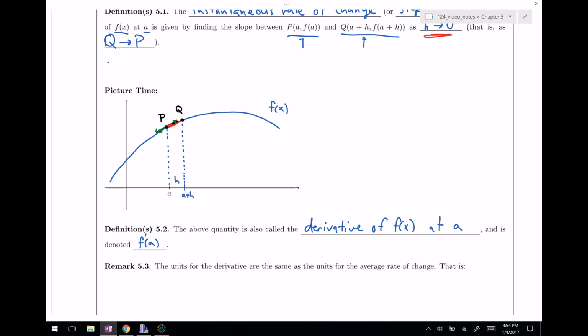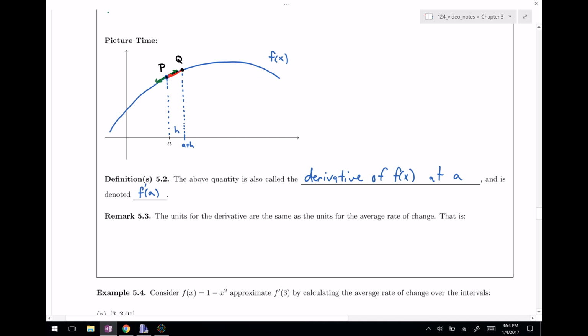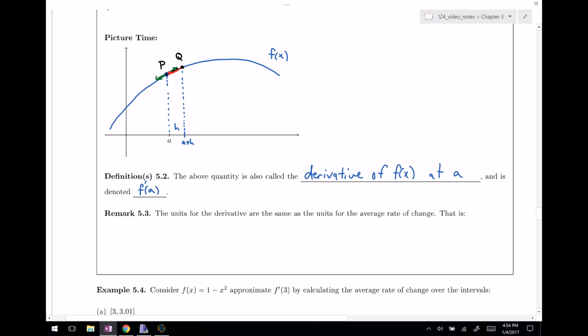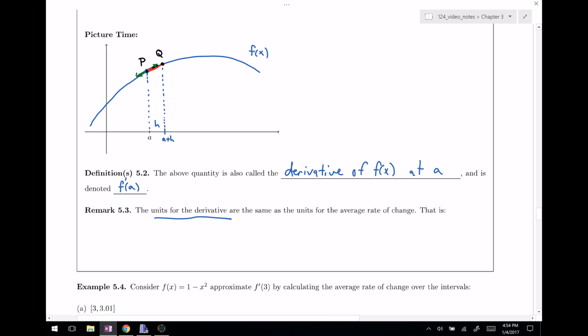F prime of a. So in this section, before I get to this example, let me go over this quick remark. Because this instantaneous rate of change is this limit of average rates of change, the units for the derivative, or the units for the slope at the point, or the units for this instantaneous rate of change are going to be the same as the units for the average rate of change. And remember, the units for the average rate of change were the units of f divided by the units of x. This is very important because, again, in this class, we want to apply this stuff to real-world problems. And so we need to know what kind of quantity this is giving us.